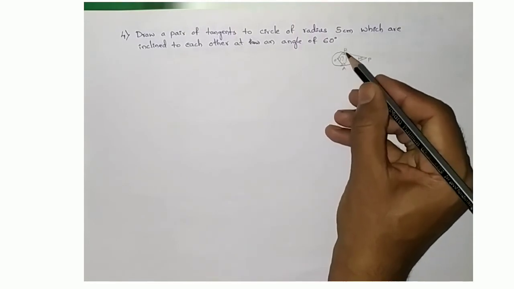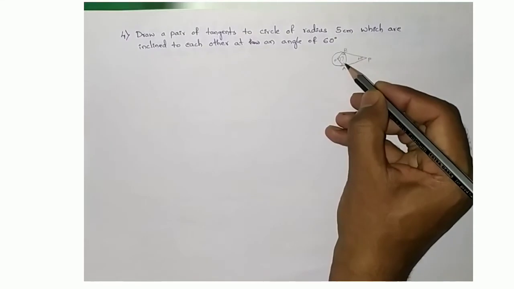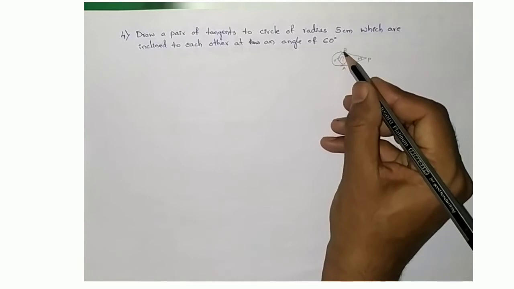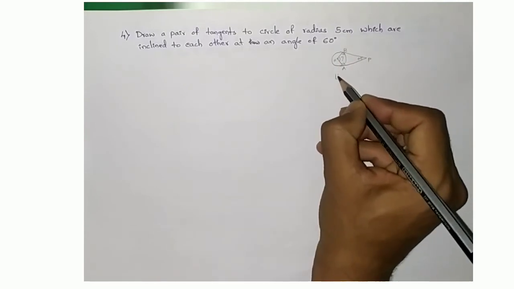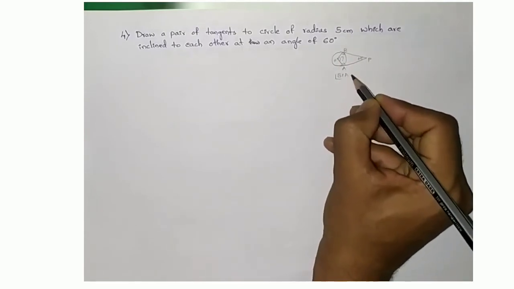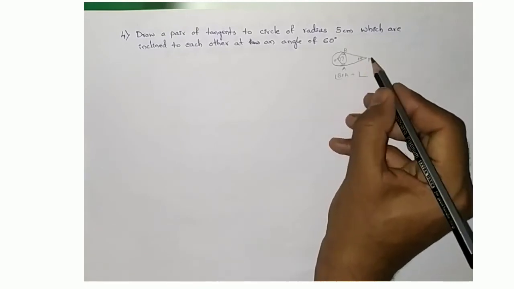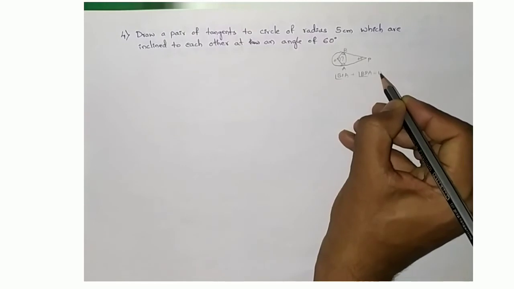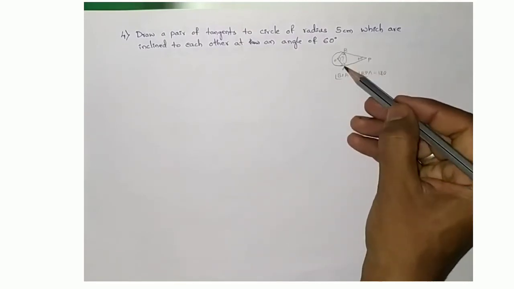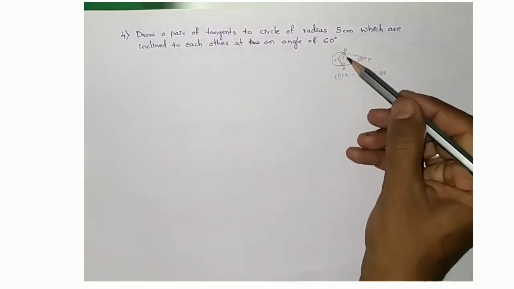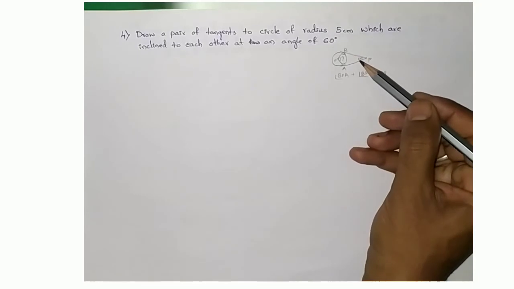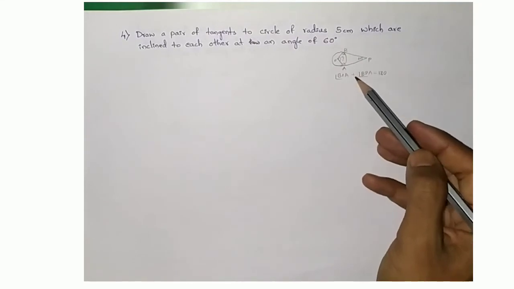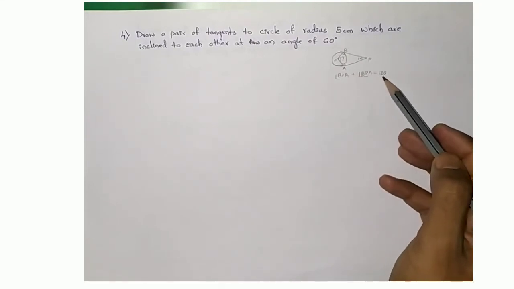Supplementary means the sum of angles will be 180. Then these also 180 degree. How? So BOA plus BPA, both will give us 180 degree, because this 180 plus this 180 gives us the total angle sum property of the quadrilateral. So here shortcutly we will make BOA plus BPA equal to 180 degree.